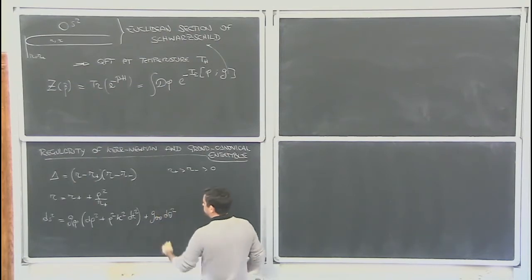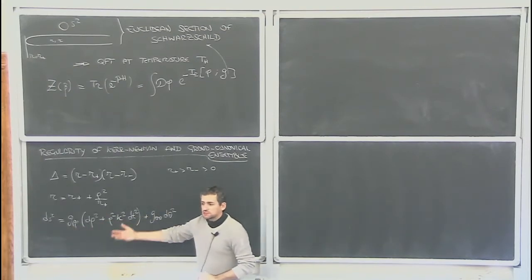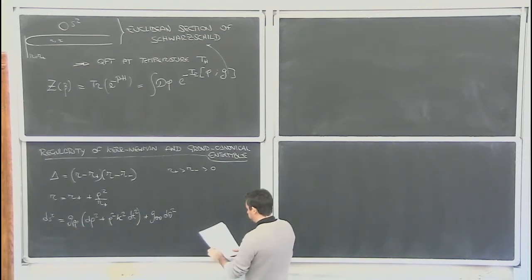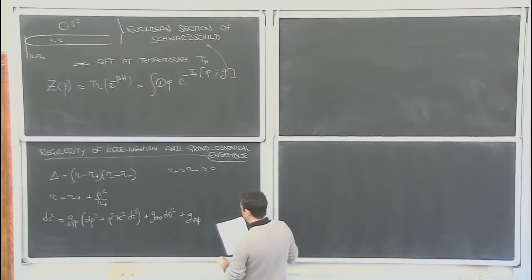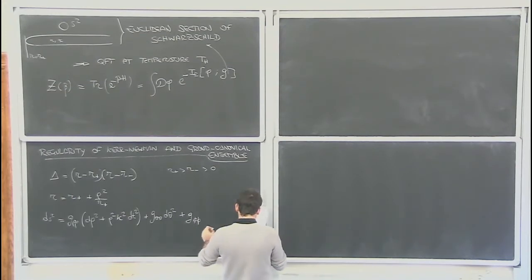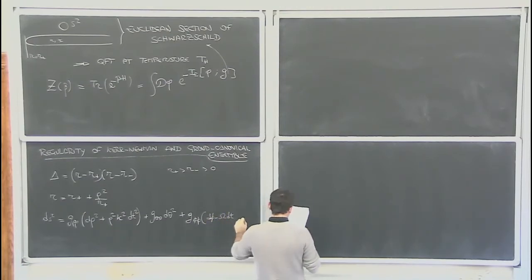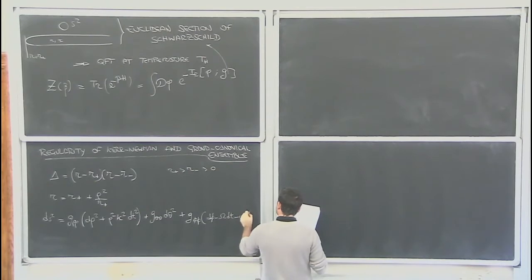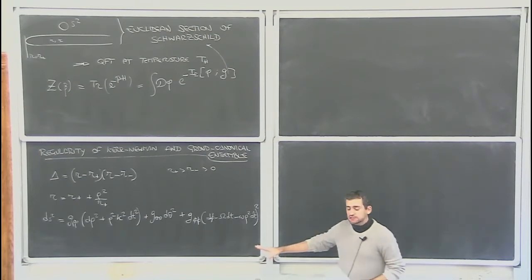I'm not spelling out what the functions g_θθ, g_ρρ are. The reason is they are not important for what we are going to say. These are functions of θ and also of r, and the term is (dφ − Ω dt − small ω ρ² dt)². So you can check the matrix will take this form.